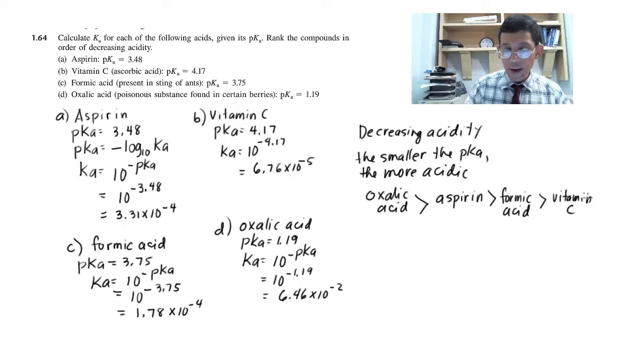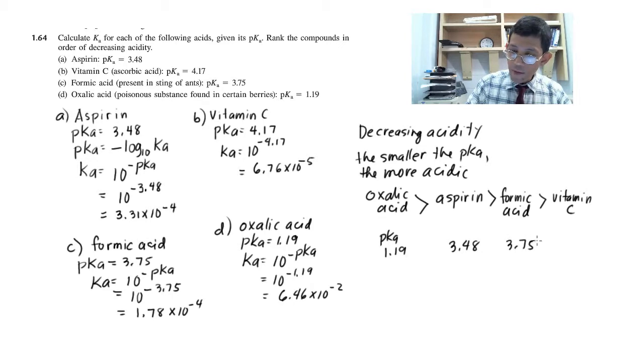And again, why is that? If you write down the pKa's of each one, oxalic acid is 1.19. Aspirin, the pKa is 3.48. And then formic acid, 3.75. And then vitamin C is 4.17. Again, the lower the pKa, the more acidic the compound. That's why oxalic acid is first and vitamin C is last.